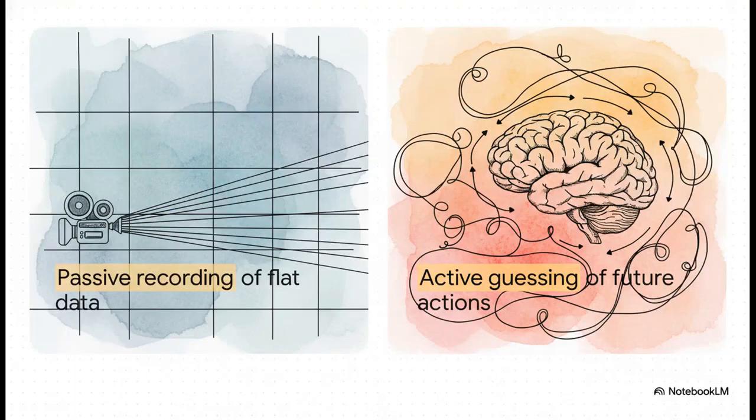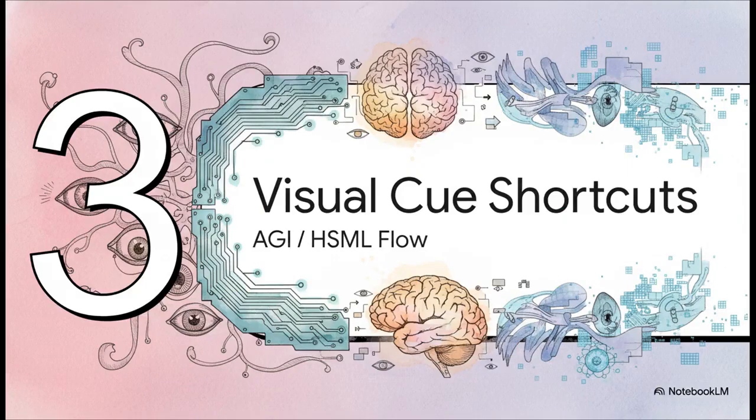So to put that into a really simple perspective, a passive camera just sits there recording flat data. Our active biological brain does something far more complex. True intelligence isn't just about recording what happens to be in front of you. It's about actively guessing the future in relation to a specific action, and then using real-time correction and learning to refine that guess. Section 3.